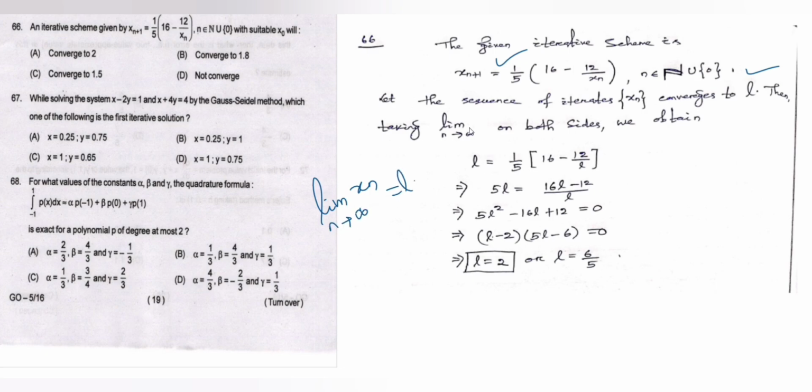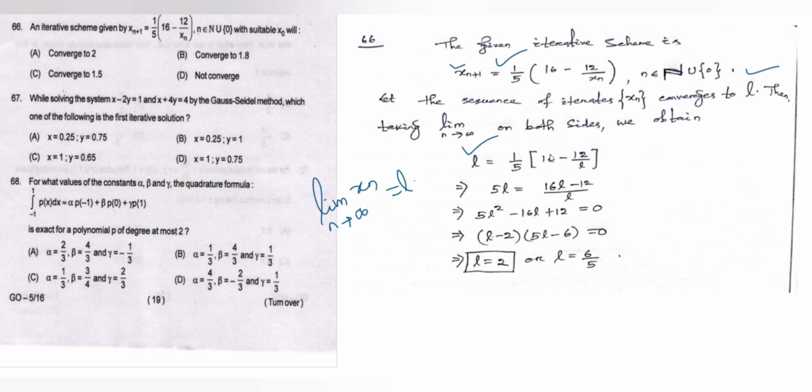Now we take the limit n tends to infinity on both sides to obtain. So you can see on the left hand the sequence of iterates xn converges to L. That means the limit of xn plus 1 is also L. So on the left hand side we have L, which is equal to, on the right hand side, 1 by 5 whole into 16 minus 12 upon L.